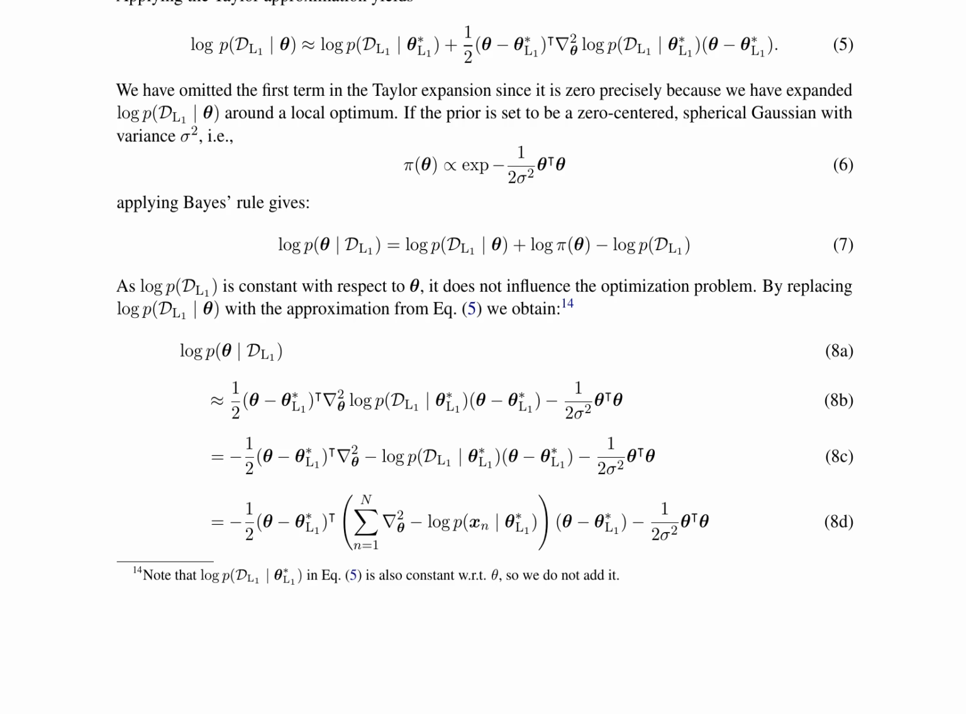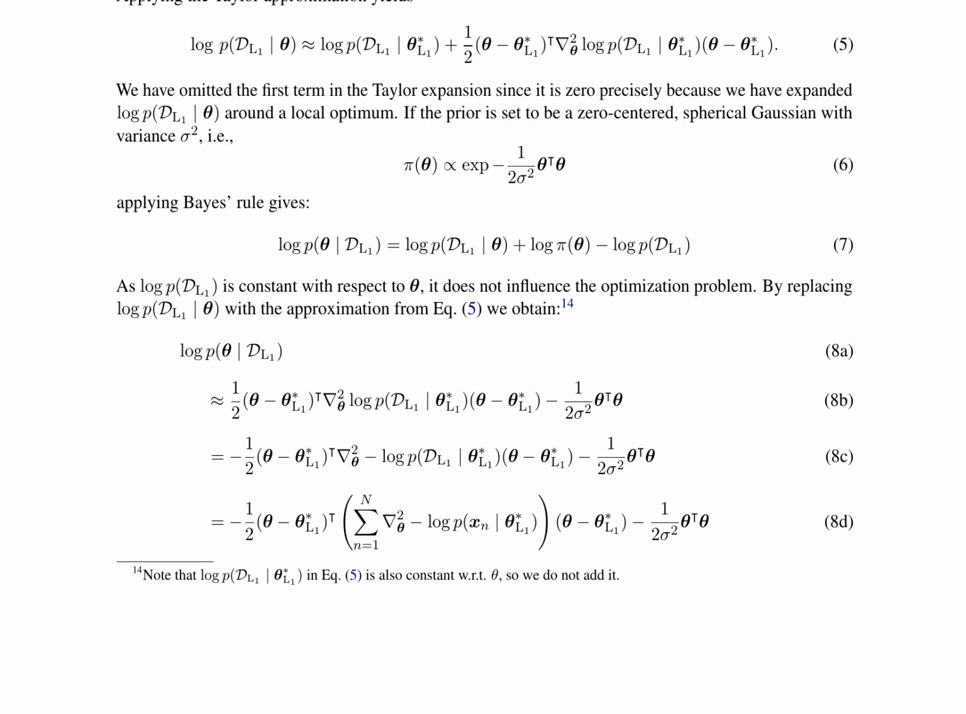Key equations derived in this section include the likelihood function p(DL1, DL2 | theta), the posterior p(theta | DL1, DL2) in terms of the likelihood and prior, the Taylor approximation to the log likelihood, and the expression for log p(theta | DL1) in terms of the mode, Hessian matrix, and prior variance.